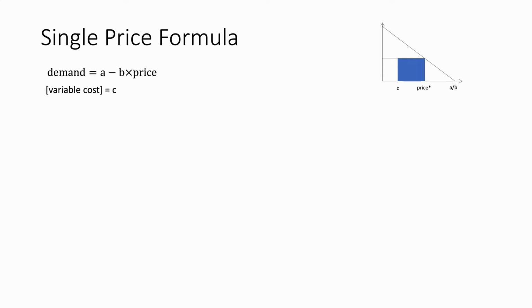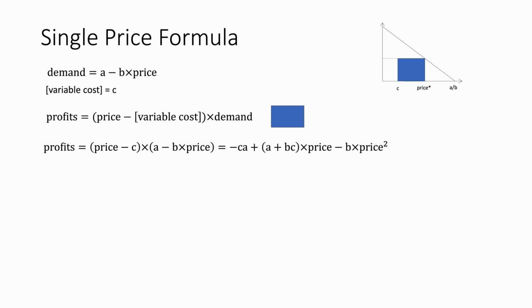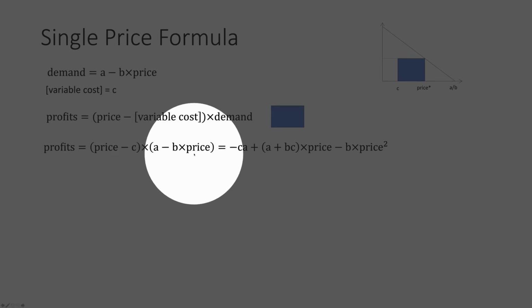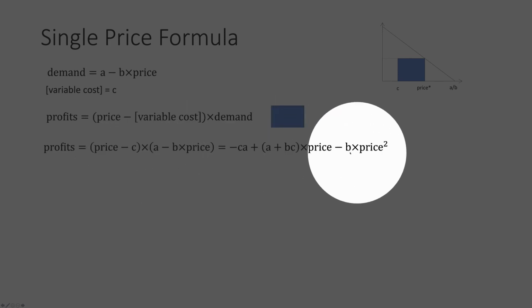Here are the specific steps I take to calculate the optimal price. First, demand equals A minus B times price, and the variable cost is C. And profit is equal to price minus the variable cost, times demand. That is the size of the rectangle. Again, in this case, we do not consider the fixed cost. Next, we substitute in the demand function. We have profit equals price minus C times the demand, that is A minus B times price. And then if you open up this calculation, this is the result.